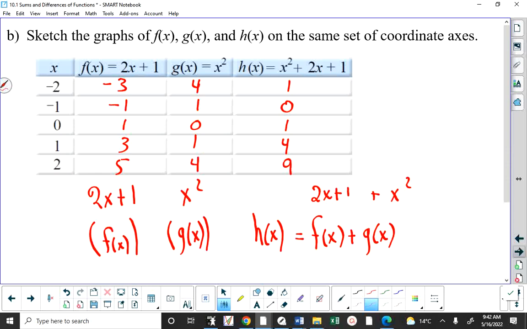So when we look at an x coordinate of -2, an x coordinate of -2 gives a y coordinate on f and it gives a y coordinate on g. The y coordinate on h will be the sum of those two y coordinates.